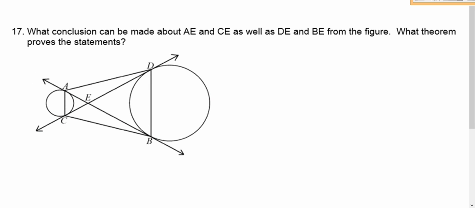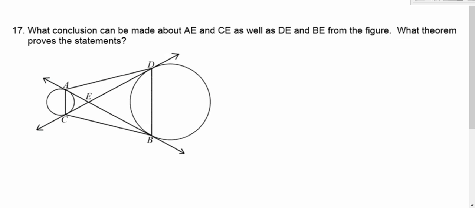So here we've got two circles with some tangents. They actually share tangent lines. BC is a tangent to both, and AB is a tangent to both. So what can we say about AE, CE, as well as DE and BE?